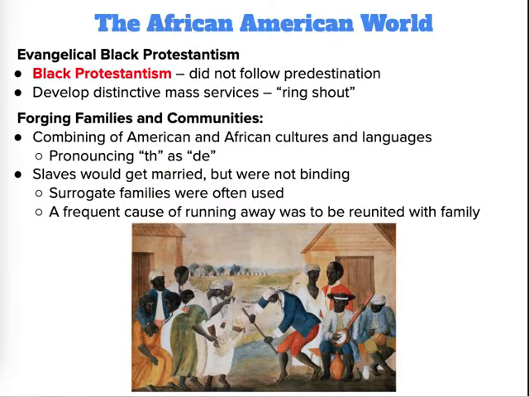The African-American World. Evangelical Black Protestantism. The African religions and Christian conversion is what we're going to look at first. The emergence of a black form of evangelical Christianity exemplified the synthesis of African and European culture that composed a new African American culture. Evangelical Protestantism came to the South in the late 18th century with the Second Great Awakening and the conversion of thousands of whites and blacks.